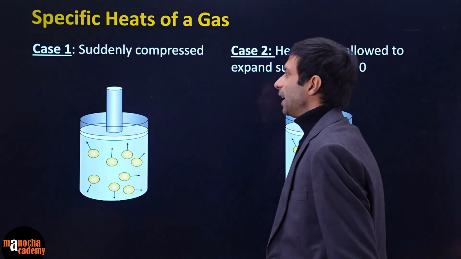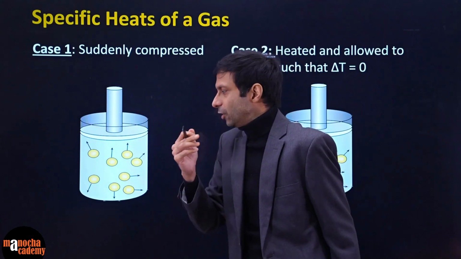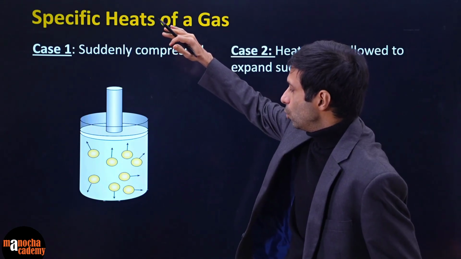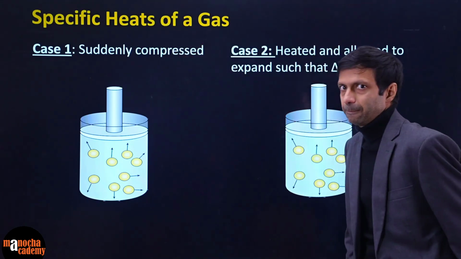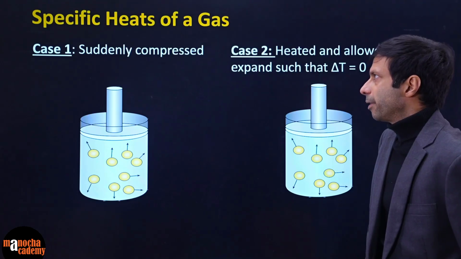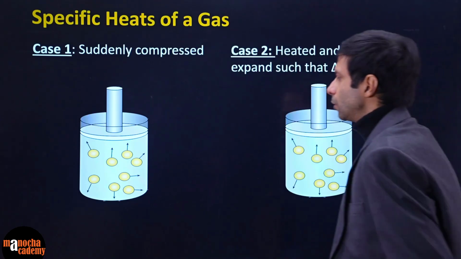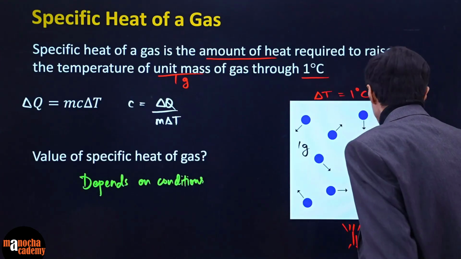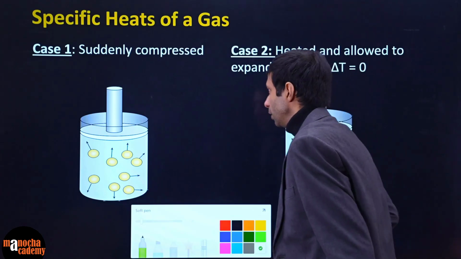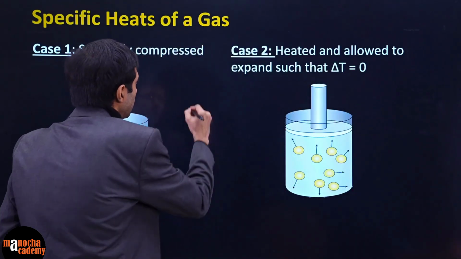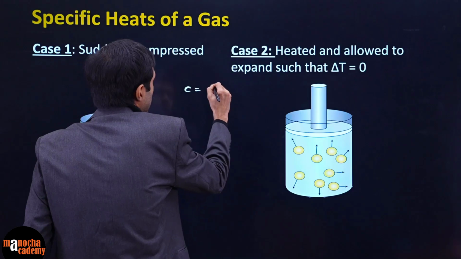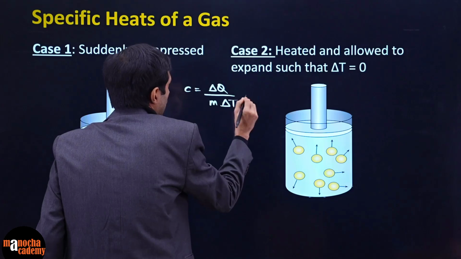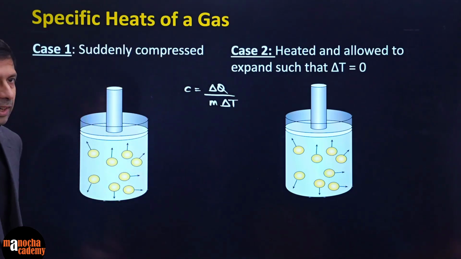So let's say you have a gas, let's consider a simple case, and you suddenly compress it. Okay, so case one is you suddenly compress the gas. Then what do you think is going to happen? Note, to calculate the specific heat capacity of the gas, we'll use this formula. So let's write it down here on this slide as well. I'm going to be using this formula, that C, the specific heat, is the change in heat divided by M delta T.